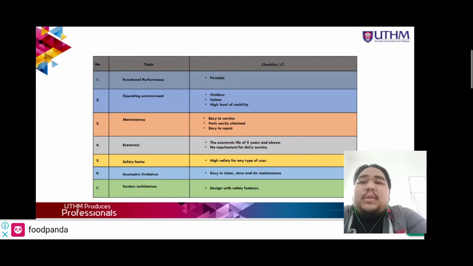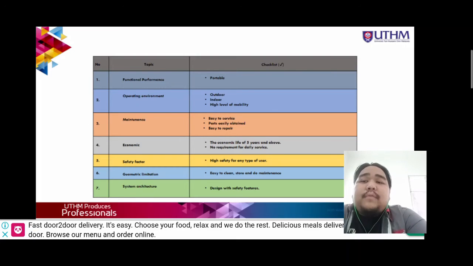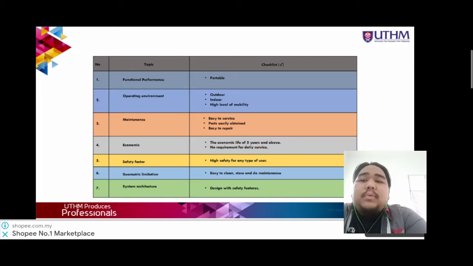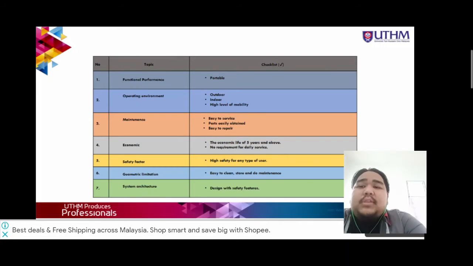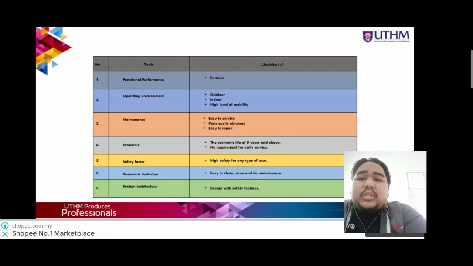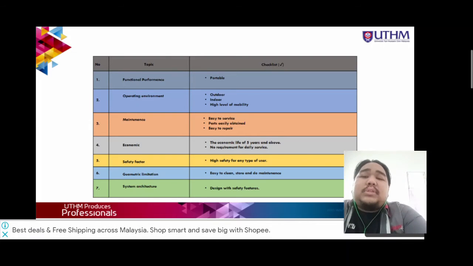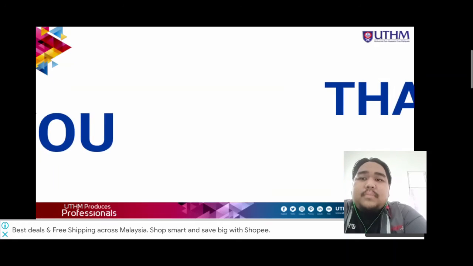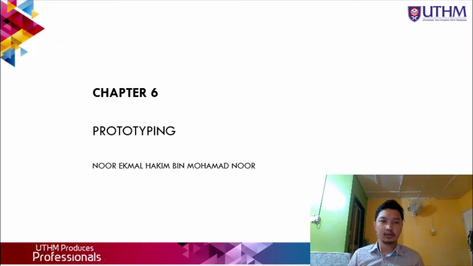The third one is maintenance, which is easy to service, parts easily obtained and easy to repair. The fourth one is economic, an economic life of 5 years and above, no requirement of daily service. The fifth one is safety factor, high safety for any types of user. Geometric limitation, easy to clean, store and do maintenance. System architecture, designed with safety feature. Thank you.